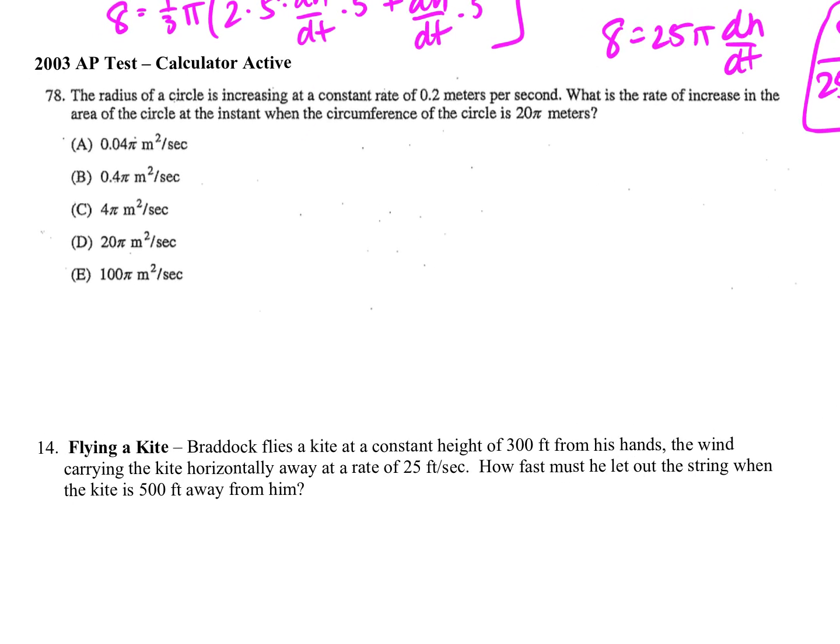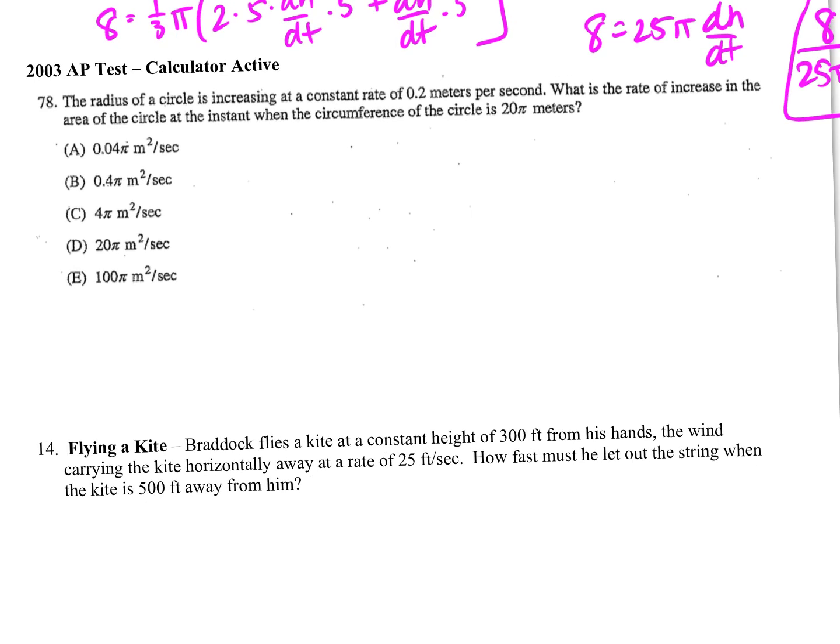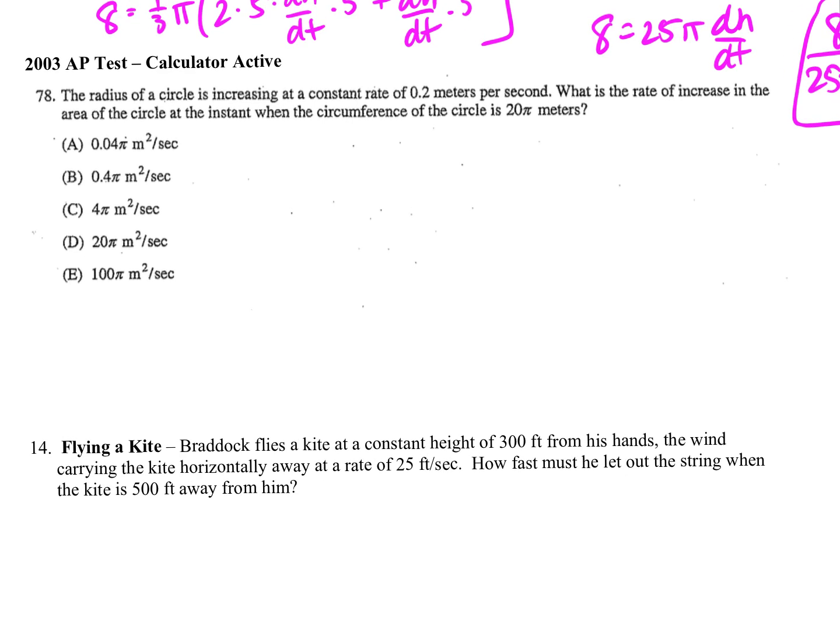Here we go. Radius of a circle is increasing at a constant rate of 0.2. R or dr/dt? dr/dt, because it says radius's rate. dr/dt is 0.2. Okay, what is the rate of increase in the area of the circle? What do they want?